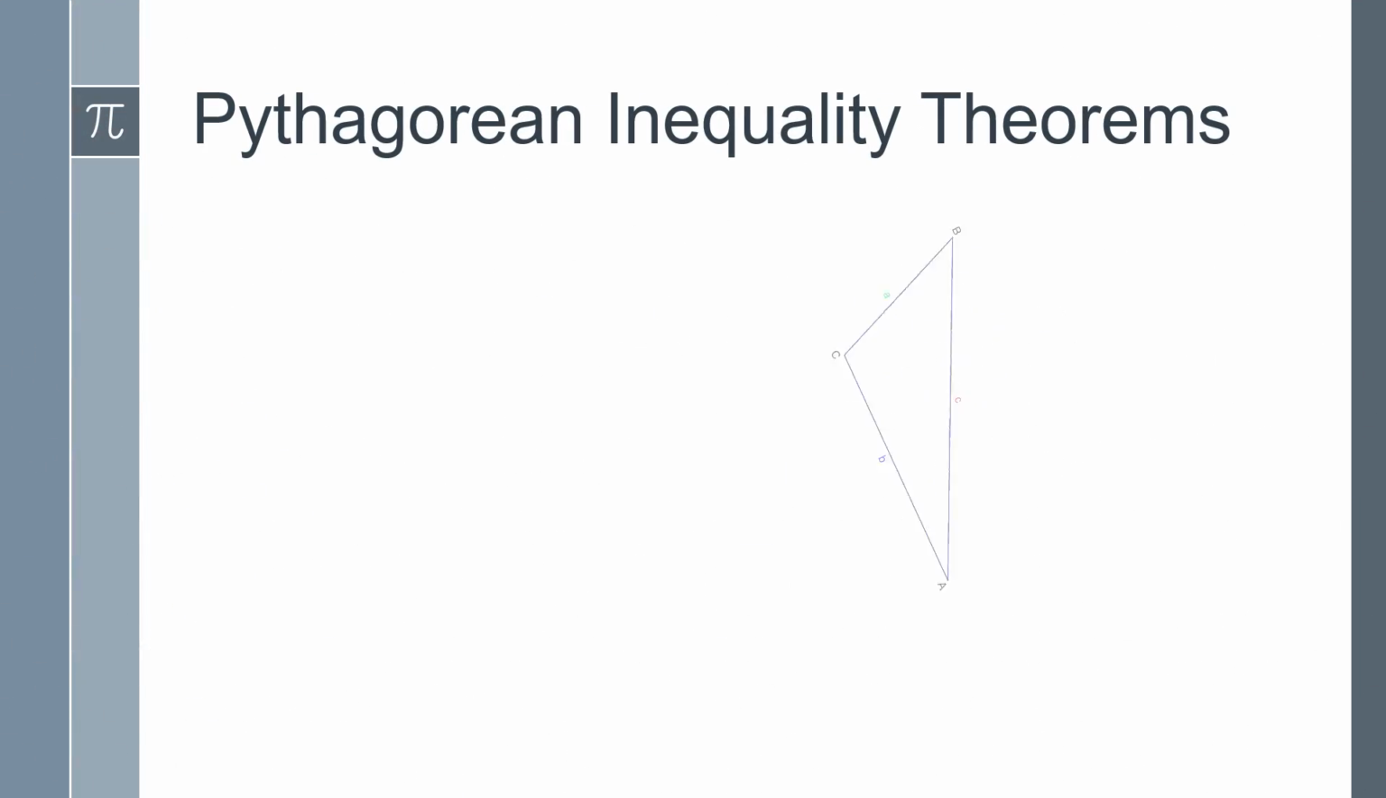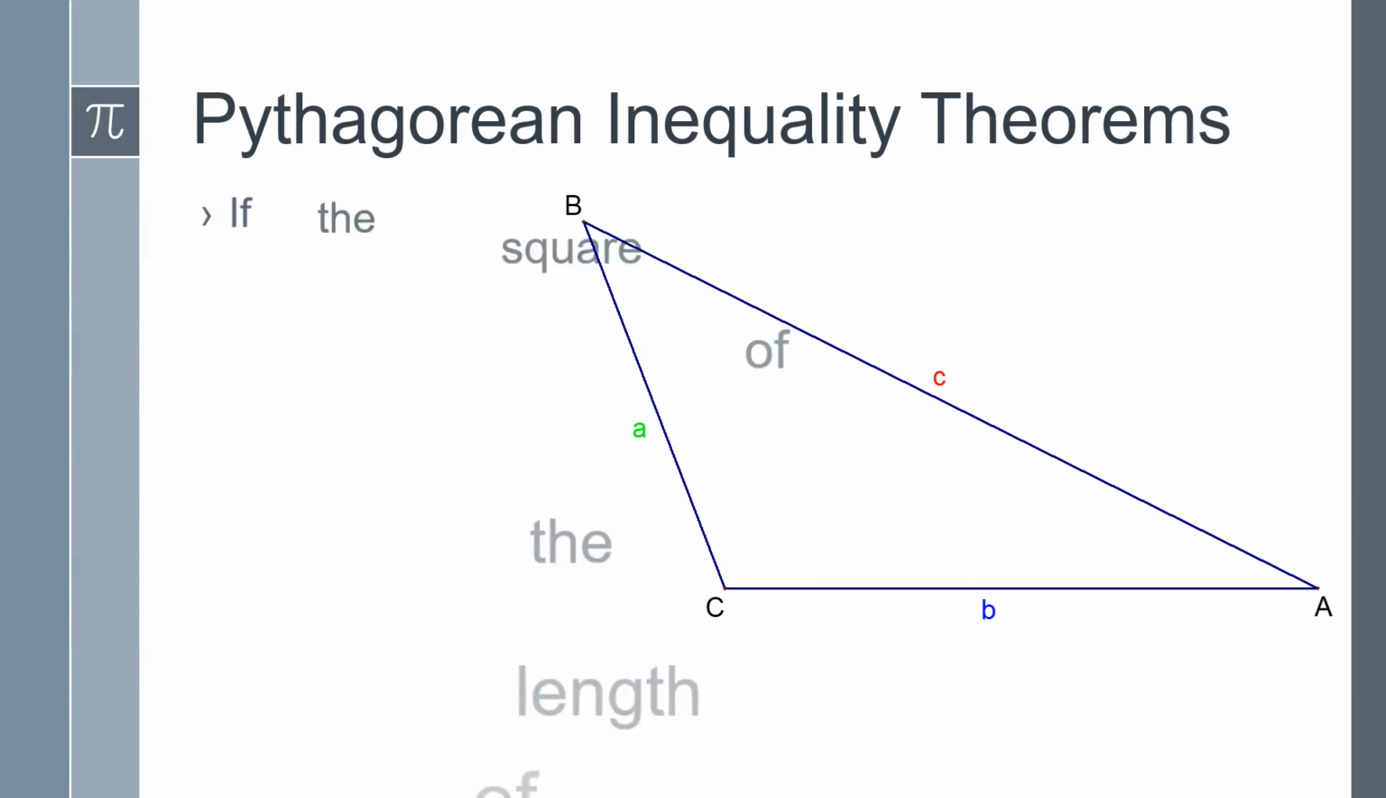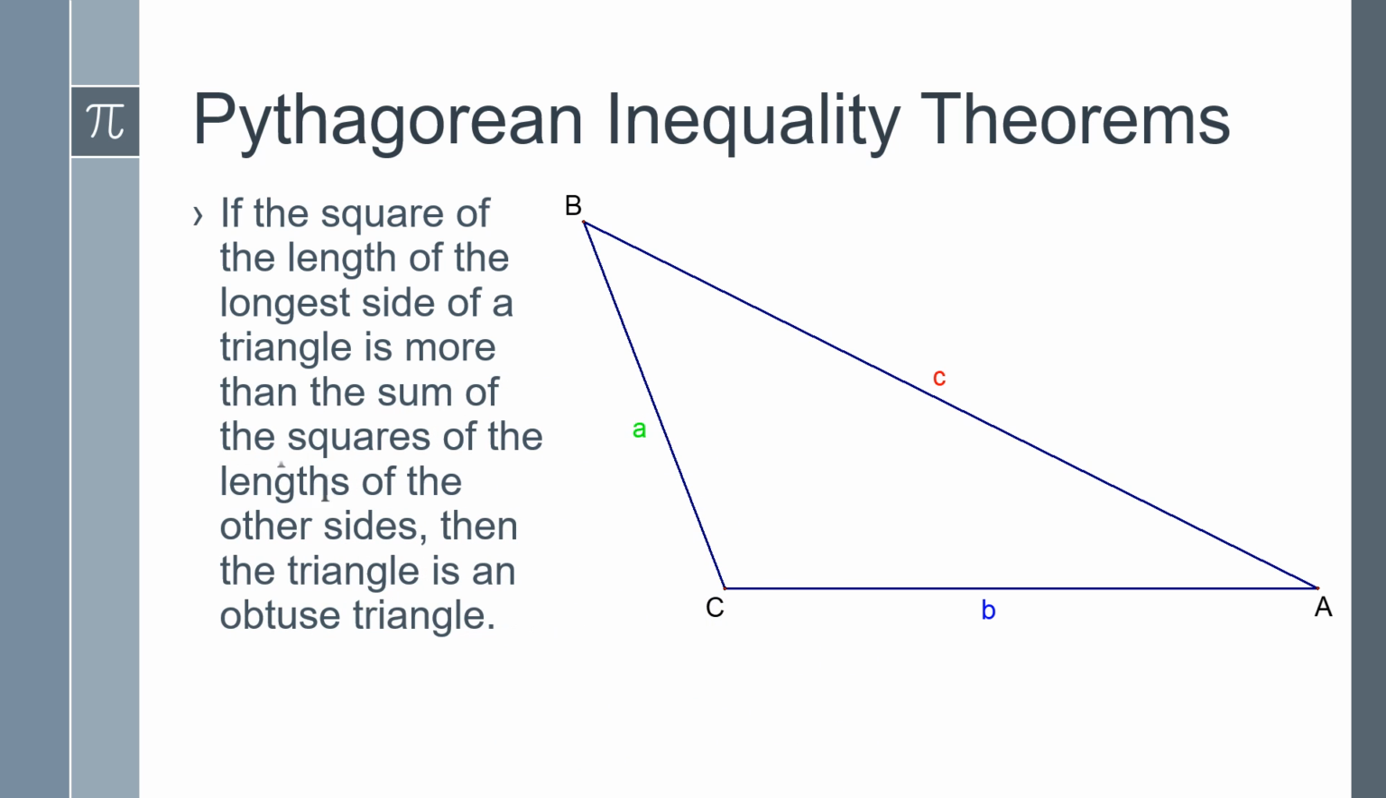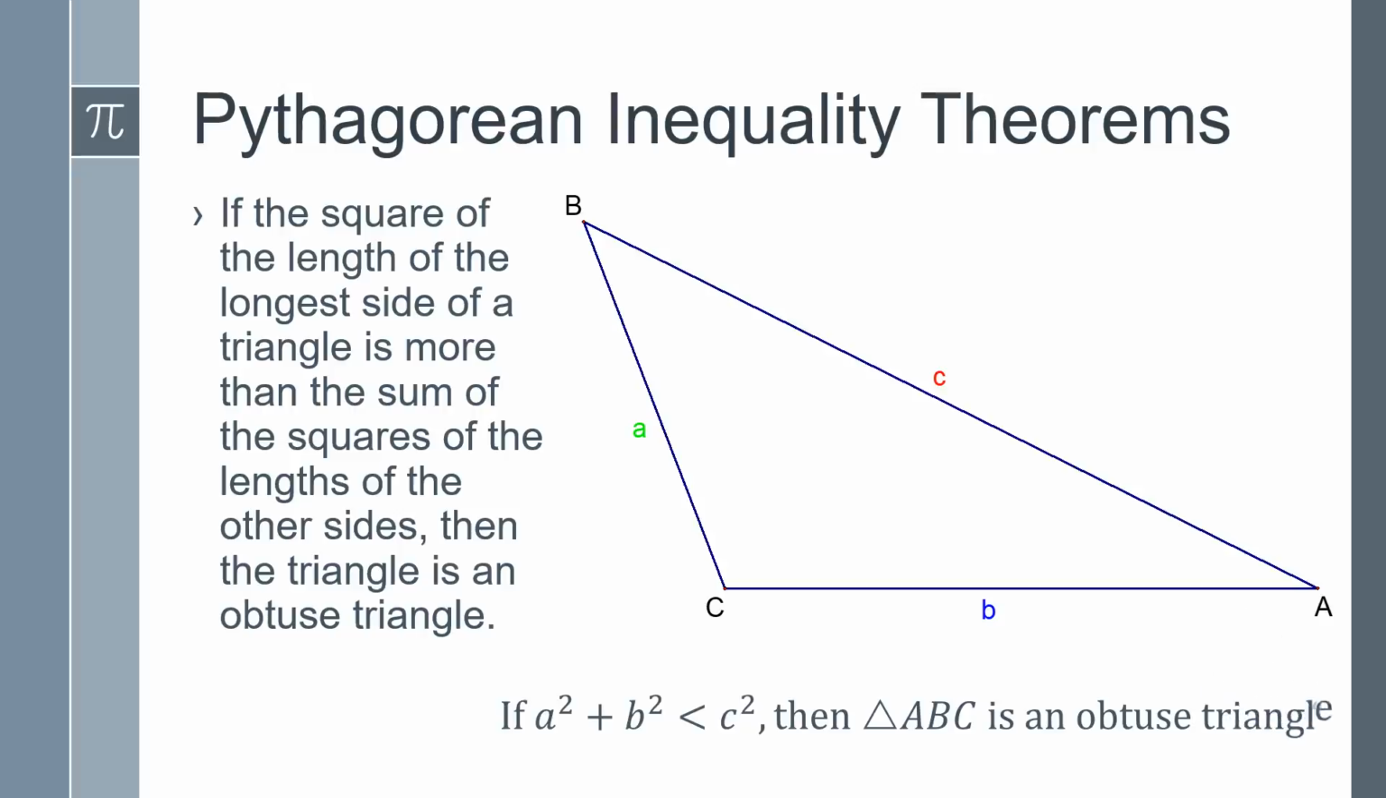The next part says if the square of the length of the longest side of a triangle is more than the sum of the squares of the lengths of the other sides, then the triangle is an obtuse triangle. So if a squared plus b squared is less than c squared, then triangle ABC is an obtuse triangle.